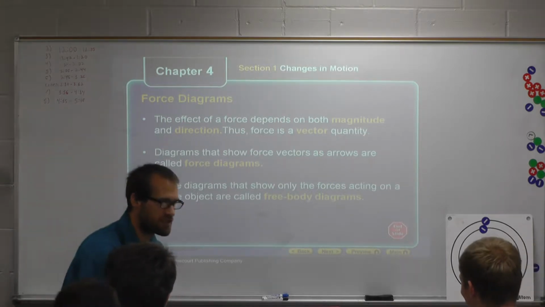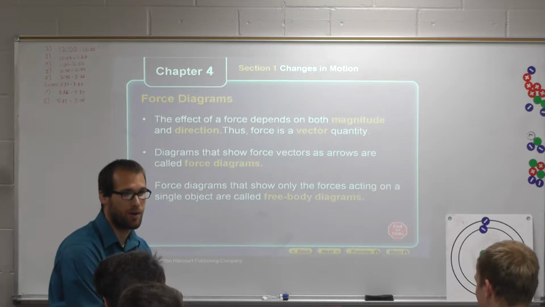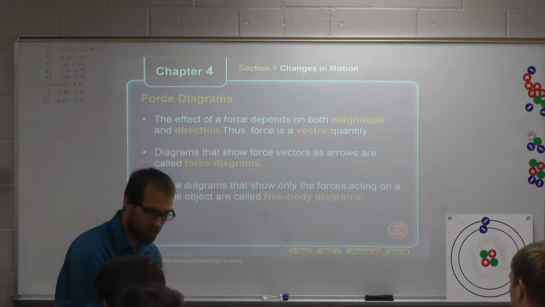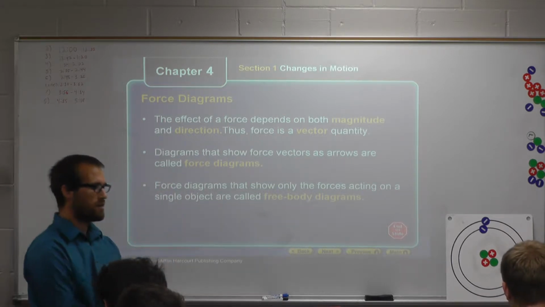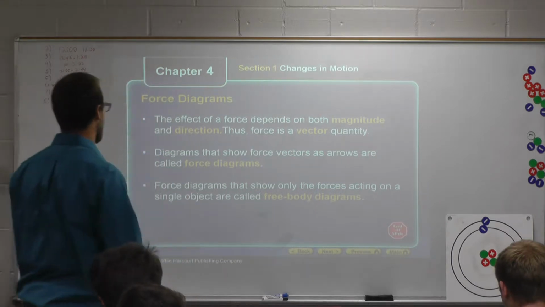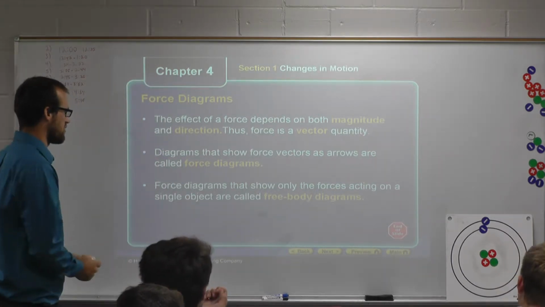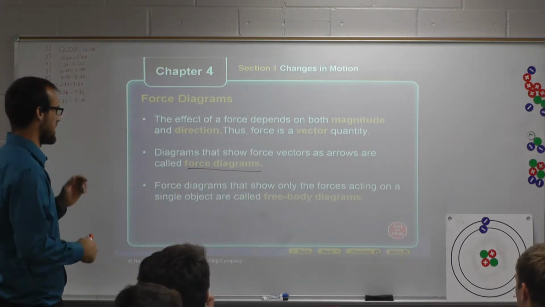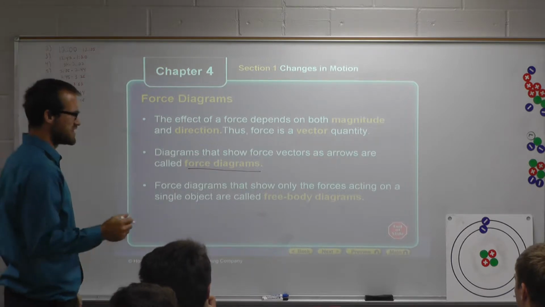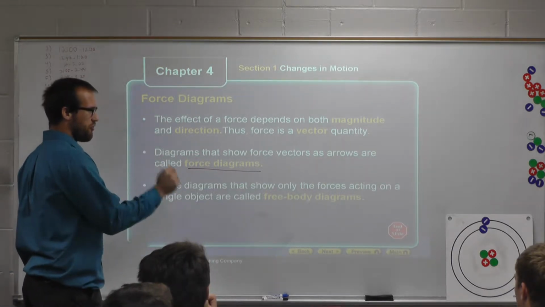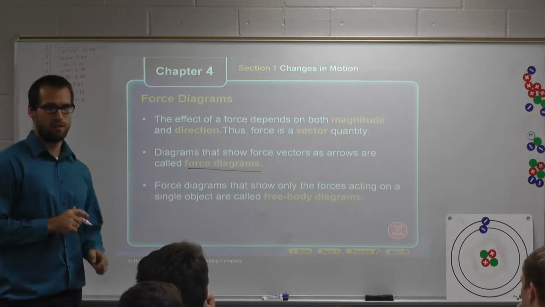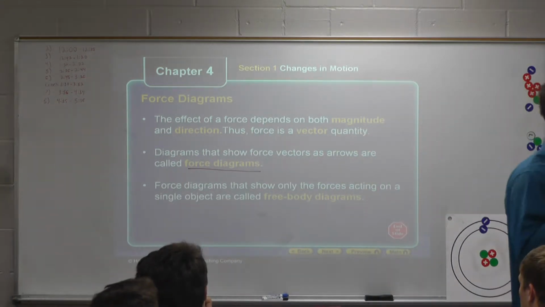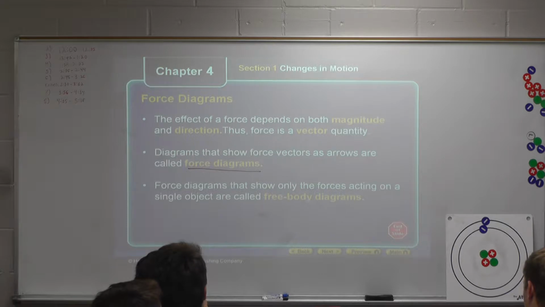So we can represent forces with what? An arrow, a vector arrow. So we're going to continue to be doing vectors and resolving vectors in this chapter. Diagrams that show force vectors with arrows are called force diagrams, or free body diagrams. Free body diagrams specifically deal with forces acting on a single object. If someone's applying forces on me, my free body diagram would just be the forces on me, not the force I apply on something else. Does that make sense?